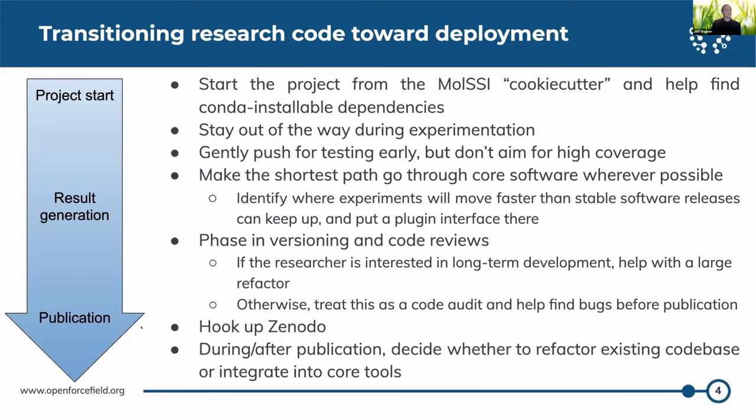One great way to integrate code and reproducible science is with a service called Zenodo. So Zenodo will assign code bases DOIs for each versioned release that they make. And we found it to be really helpful. And then the end of the researcher's involvement comes after their final publication. And that's when we decide whether we want to keep their code in its own place or start integrating it into our core tools.